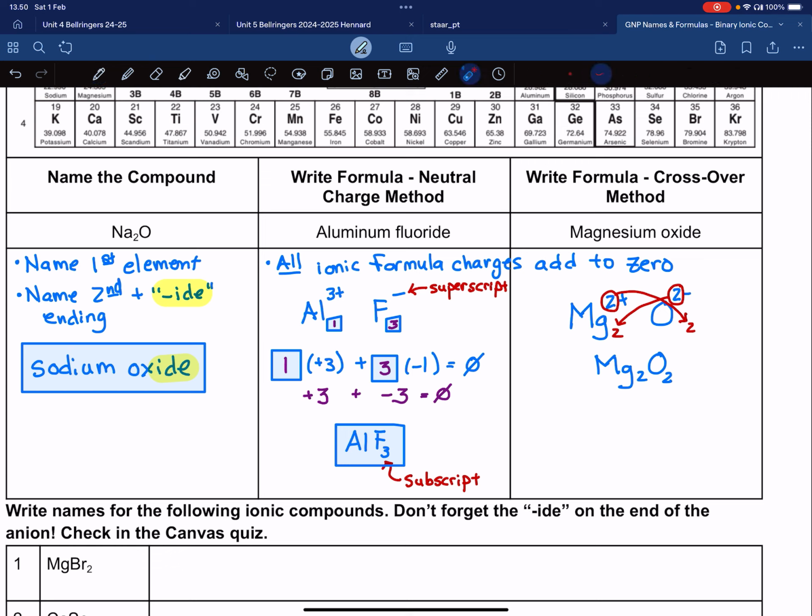When you do that, you end up with Mg2O2. But you always have to have the lowest numbers possible. 2 and 2 can be reduced to MgO, because you've got a plus 2 and a minus 2, and that's going to add to 0. So MgO is the final formula.